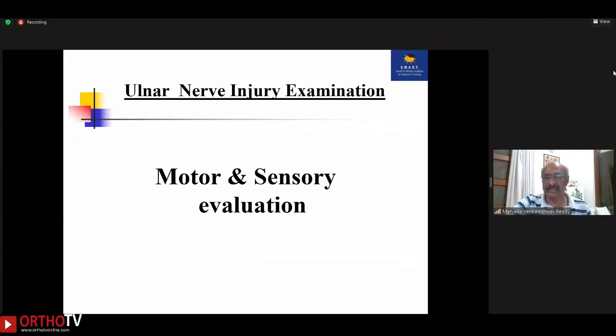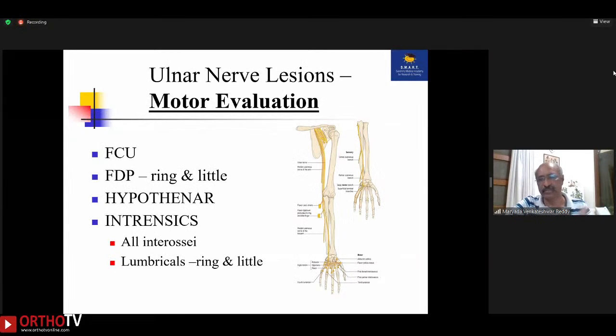Then next is your motor and sensory evaluation. So before you go for motor and sensory evaluation, you need to know the muscles supplied by these nerves. I'm not going to go into the details, but what you need to know is the ulnar nerve does not supply any muscle in the arm. And in the forearm, it supplies only FCU and FDP of the ring and little finger, and below that, the small muscles of the hand.